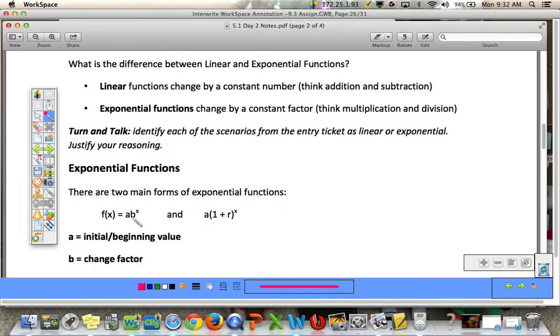There's two equations that we use to write exponential functions. Here's the first one, a times b to the x. A is the starting value, b is the change factor, x is time. Or if it's a money problem with a percentage rate, it's a times 1 plus r to the x. Again, a is the starting value, r is the rate as a decimal, and x is time.